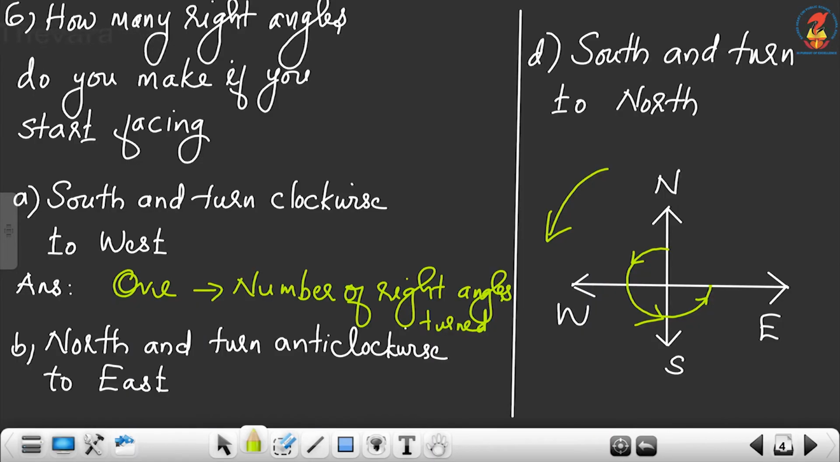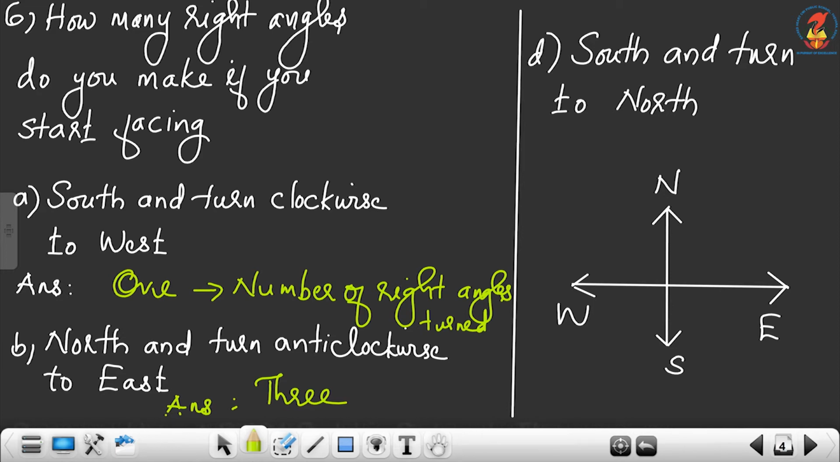So you can see one right angle, first one, second right angle and the third right angle. So how many right angles did you turn? 3 right angles. So the answer is, the number of right angles turned is equal to 3. Then next question. South and turn to north.